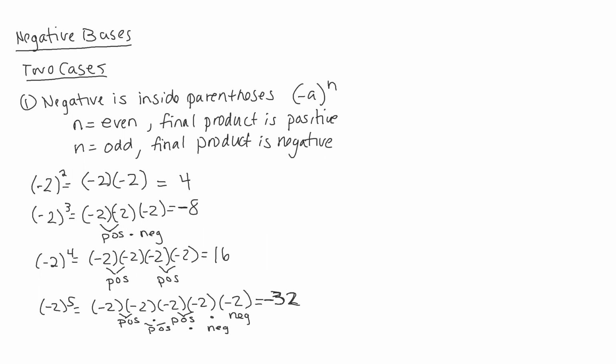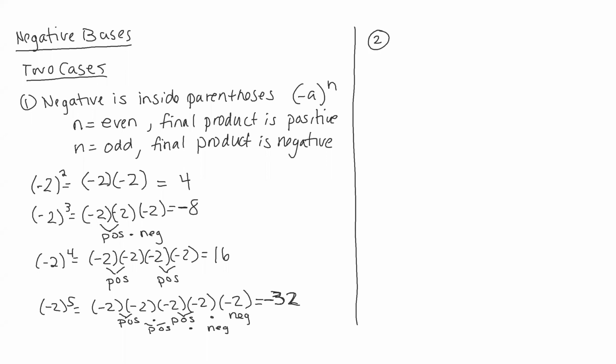So really, this rule here, it all just comes down to, is that exponent even or odd? Is that negative going to show up an even number of times, or is that negative going to show up an odd number of times? If the negative shows up an even number of times, by the multiplication rules, you'll end up with a positive product. If the negative shows up an odd number of times, by the multiplication rules, you'll end up with a negative product. So that's the first case.